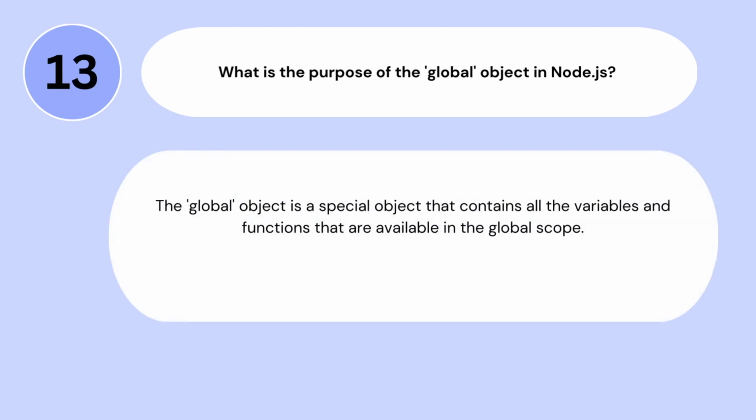What is the purpose of global object in Node.js? The global object is a special object that contains all the variables and the functions that are available in the global scope. So the commonly used variables or functions can be defined in there.